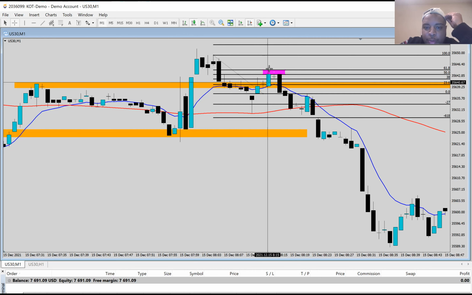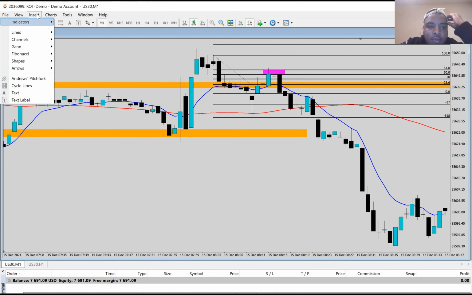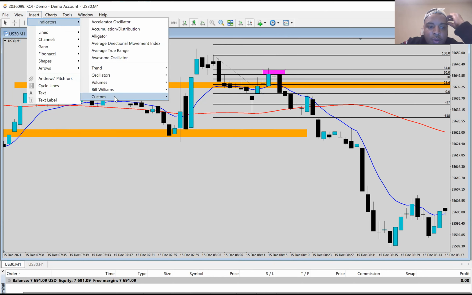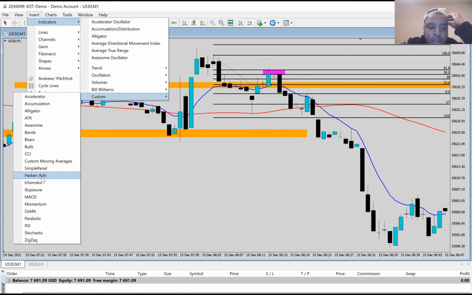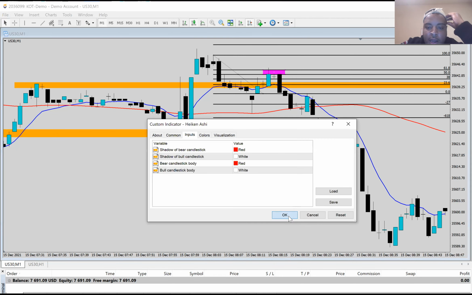Now I'm looking for a pullback to my 50. I got bearish, I got some bull, and now I can take the sell, get out at the 27. But why? When we already start to see structure starting to get broken, we can just let this flow. And this is why I use the Heiken Ashi sometimes, because now I can just flow.